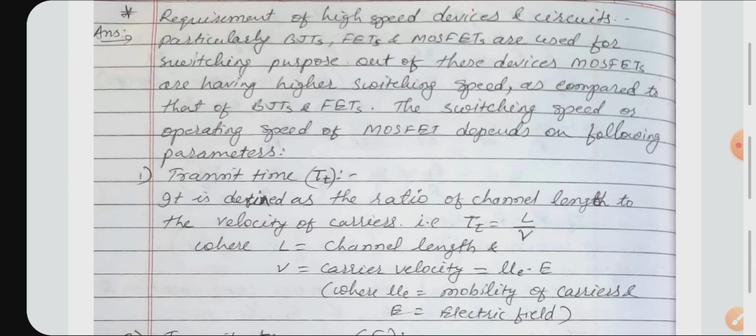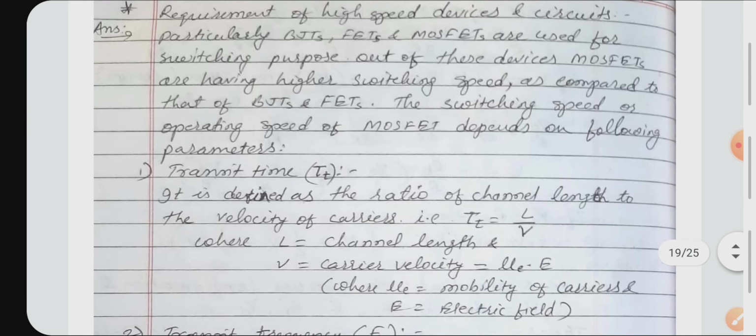As we know that BJTs, FETs and MOSFETs are used for the switching purpose, and if we compare the MOSFET with BJT and FETs, MOSFET has very high switching speed as compared to BJT and FET. The operating speed or switching speed of the device, that means the transistor may be FET, BJT or MOSFET, depends on various important parameters like transit time of the charge carriers, junction capacitances, then transit frequency, then on resistances, carrier mobility, then doping concentration, temperature, device geometry and the size, etc. Okay, so let us see one by one.